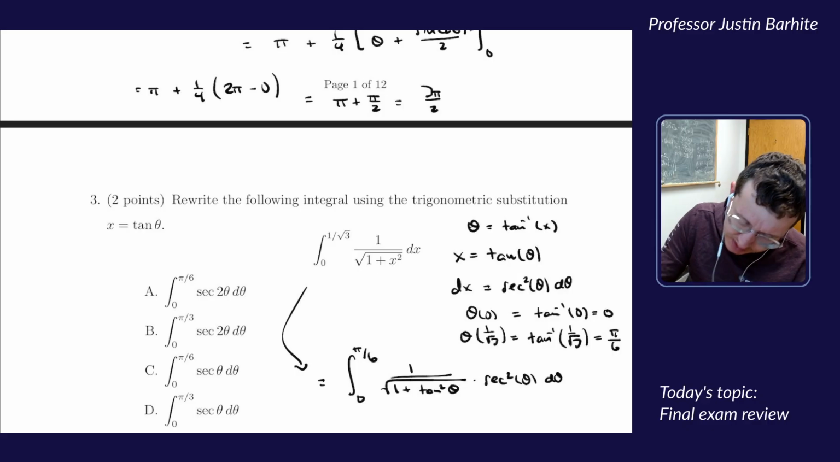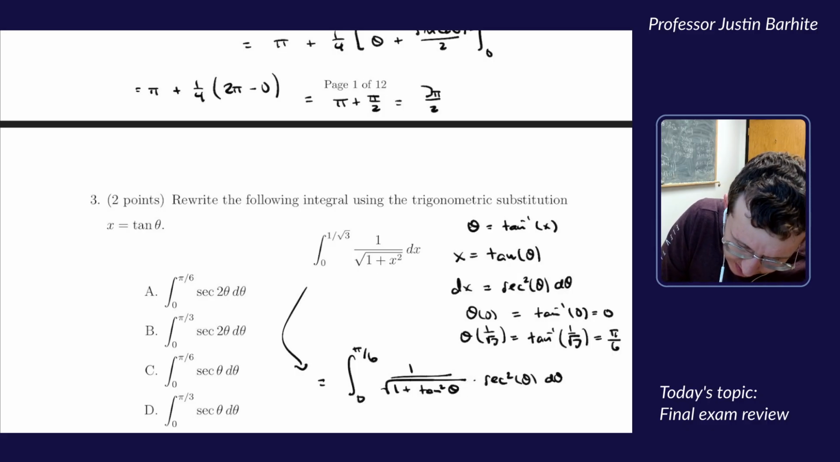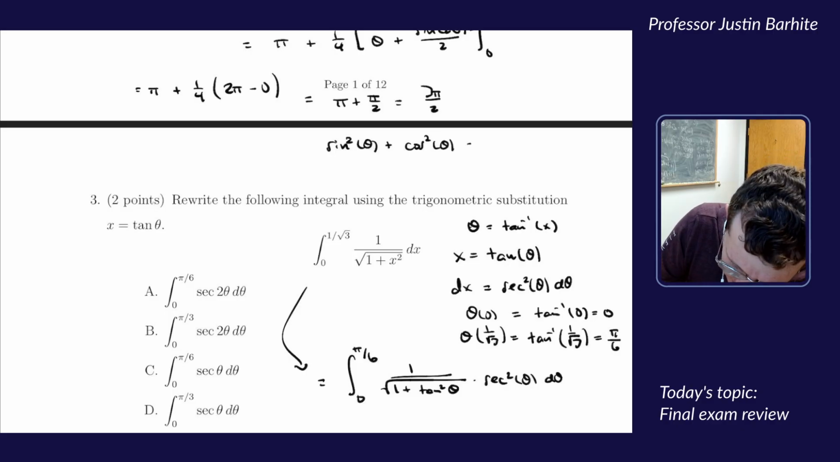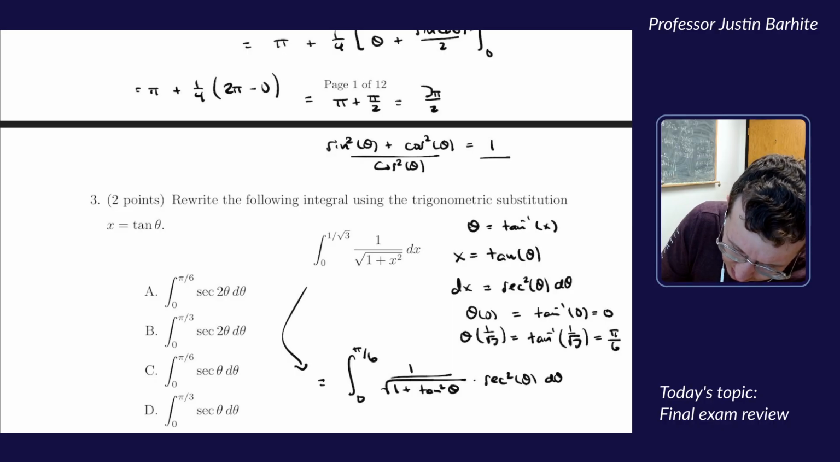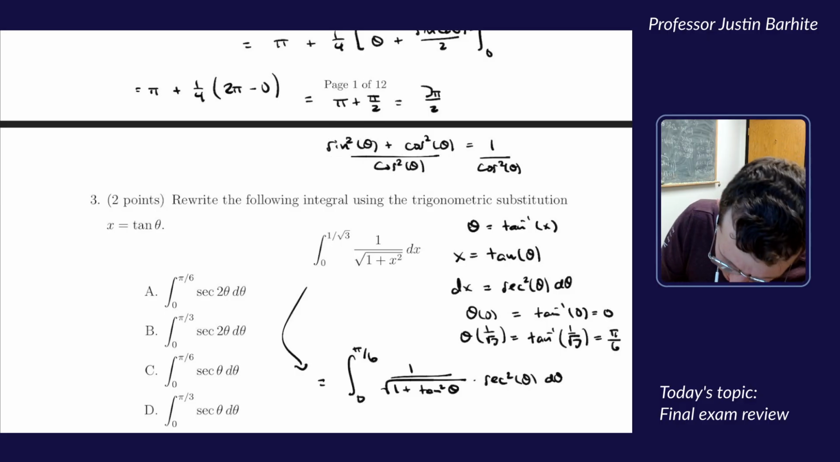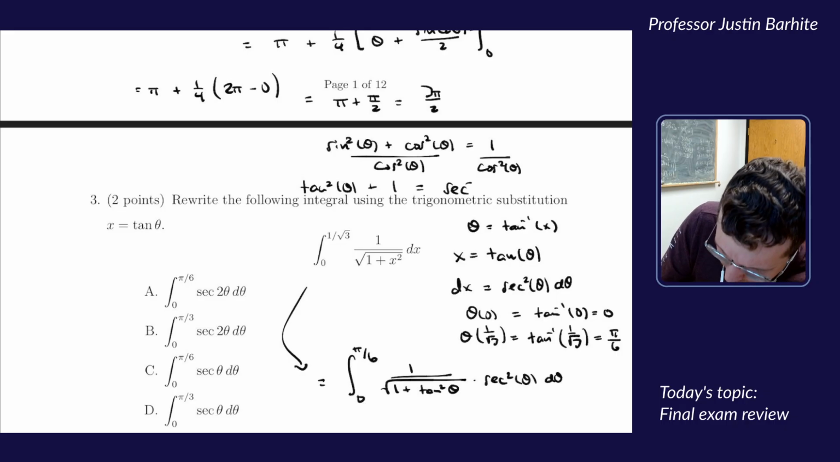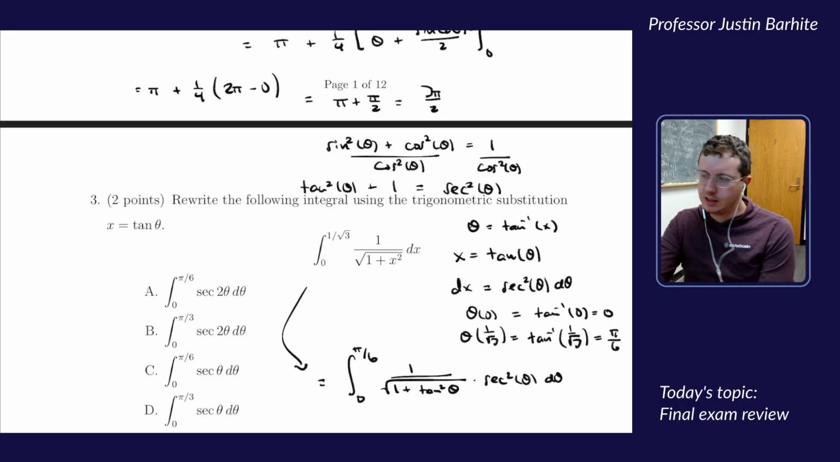So I need to simplify this 1 plus tangent squared. I never remember that identity exactly. The one I do remember is sine squared theta plus cosine squared theta equals 1. If I want to get a tangent into this, I need to divide both sides by cosine squared theta, so that I get the sine squared over cosine squared. That is tangent squared theta. Cosine squared over cosine squared is 1. And the reciprocal of cosine squared theta is secant squared theta.